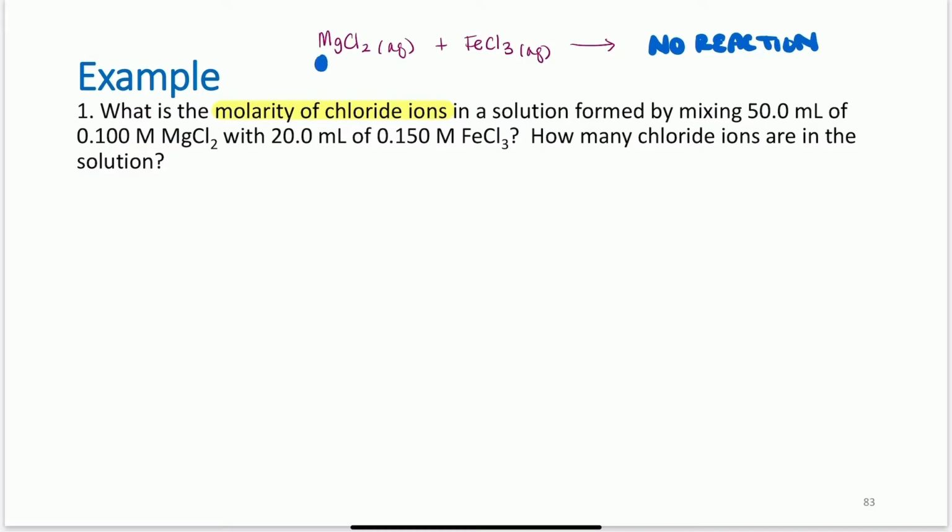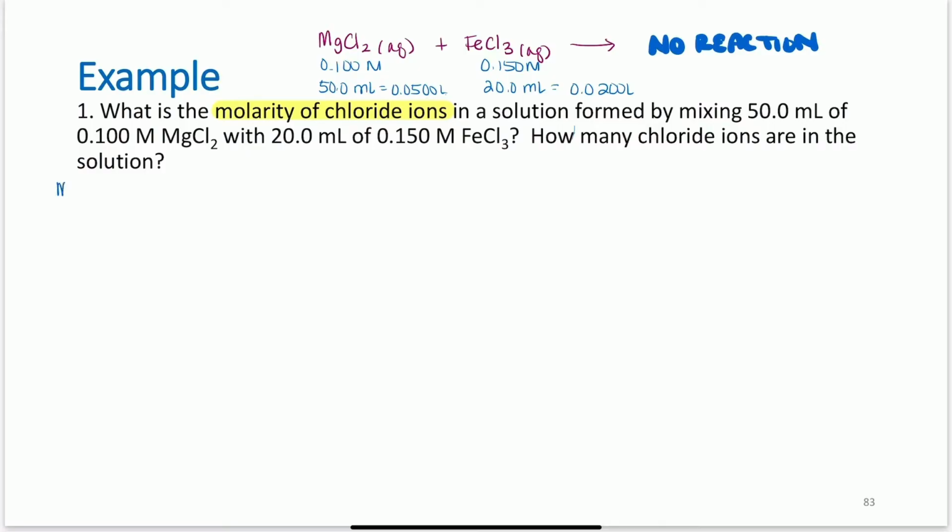We've got 0.100 molar magnesium chloride, and we've got 50 milliliters of that, which is 0.0500 liters. And we have a 0.150 molar solution of iron 3 chloride, and we have 20 milliliters of that, which is 0.0200 liters. So first thing I'm going to do is figure out how many chloride ions I have in each piece. Then I'm going to add those back together, figure out their overall molarity.